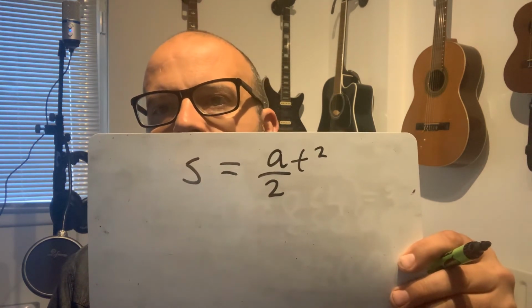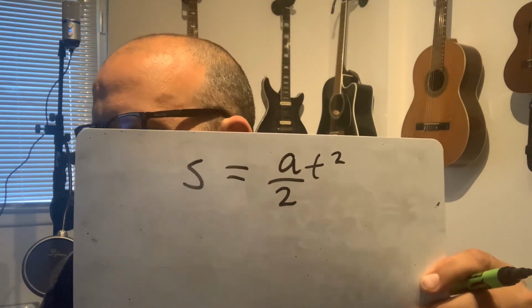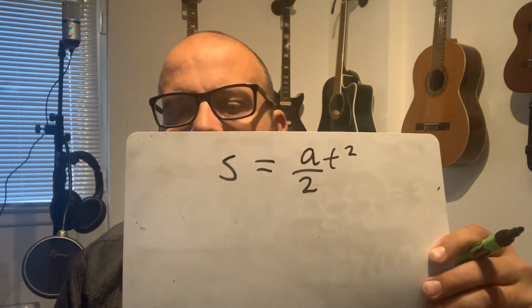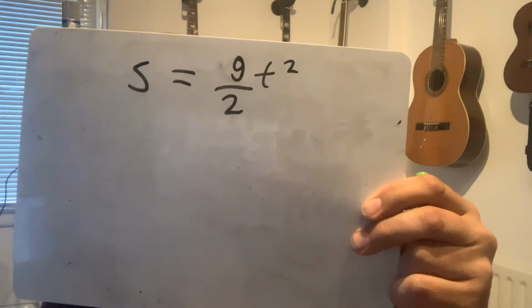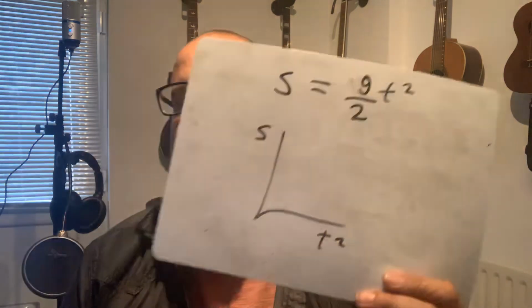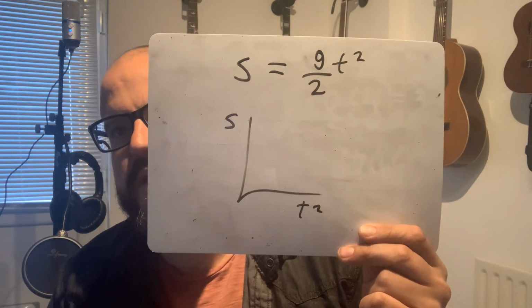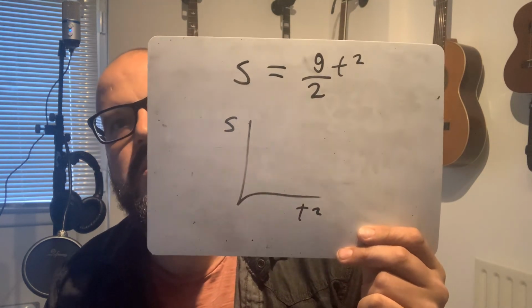What we know is that if we get rid of that ut bit because it's 0, s is equal to half at squared. And so actually, remember a is g, let's change that in the context of this question. A is g. If I want to work out g, then I could plot a graph of s against t squared, that would give me half my g value, and then I would need to multiply that gradient value by 2 to get a g value. So that would be 3 marks really.